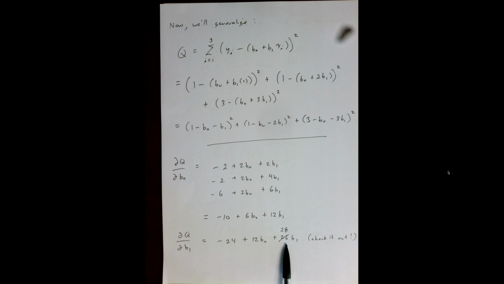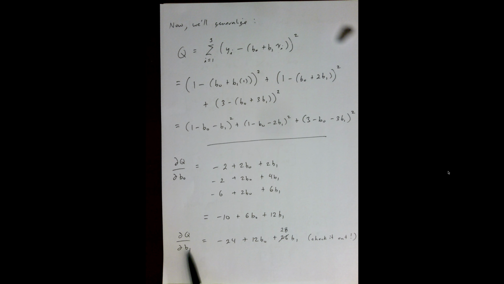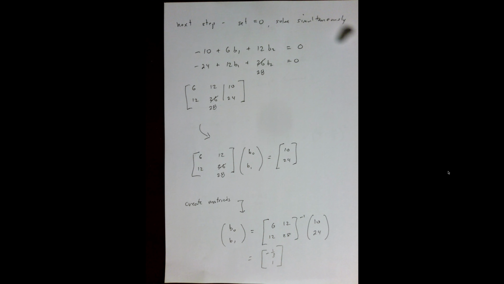I made a silly typo here. It wasn't a typo, I did a silly arithmetic mistake. I did 2 times 2 times 2 and got 6, when it should have been 8, so it changes this to 28 instead of 26. So I would highly encourage you to take the partial of this with respect to B1 and check that we get the same thing. I think you'll find out that we do, unless you make a silly arithmetic error like I did.